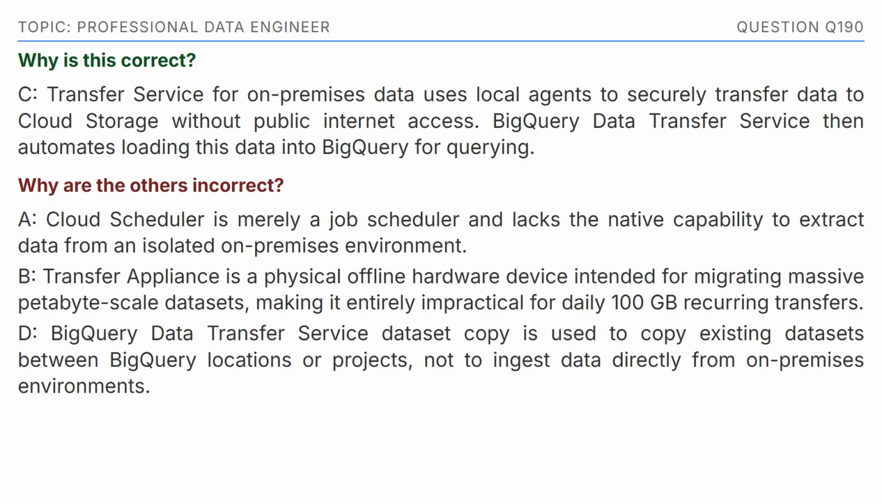A. Cloud Scheduler is merely a job scheduler and lacks the native capability to extract data from an isolated on-premises environment. B. Transfer Appliance is a physical offline hardware device intended for migrating massive petabyte-scale datasets, making it entirely impractical for daily 100 gigabytes recurring transfers. D. BigQuery Data Transfer Service dataset copy is used to copy existing datasets between BigQuery locations or projects, not to ingest data directly from on-premises environments.